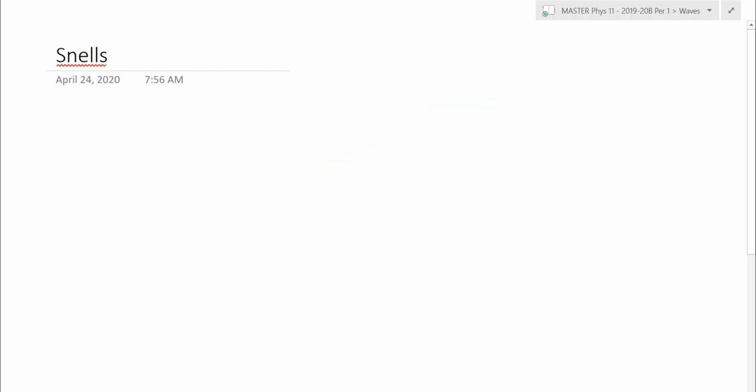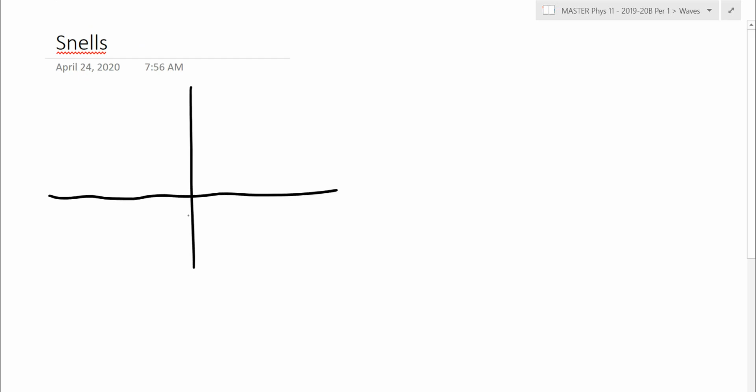So if you can pull out your notebooks, we're just going to summarize a little bit of this in terms of what's called Snell's Law. Right? So we'll just do this by way of example. We have our, let's say, water boundary. Let's keep it flat just for simplicity. This is our normal line. Our normal is going to be perpendicular to the surface. In this case, it's going to be straight up and down, perpendicular.